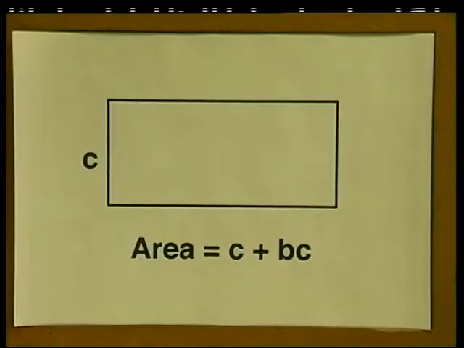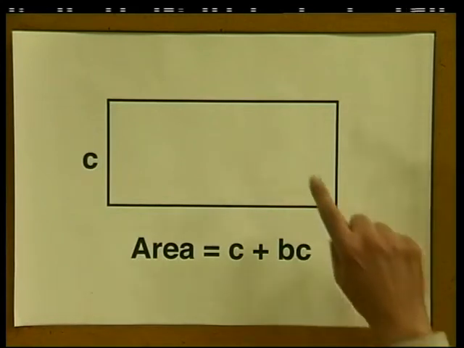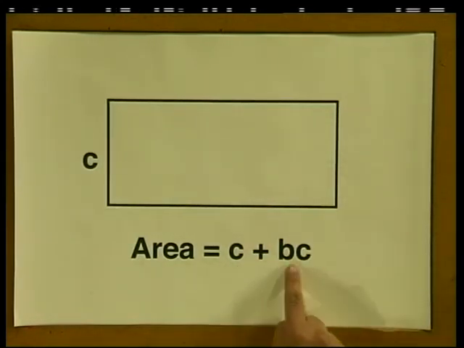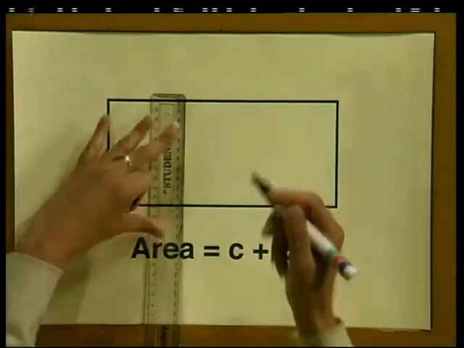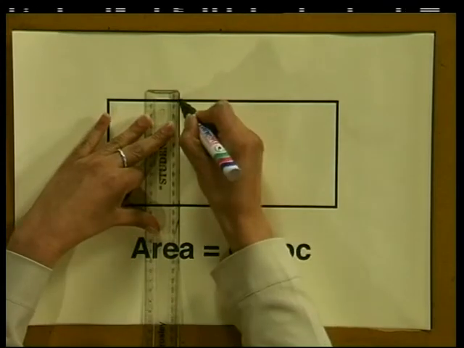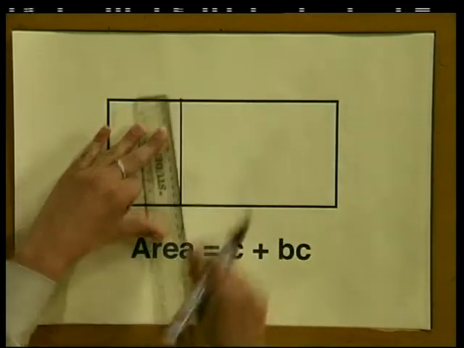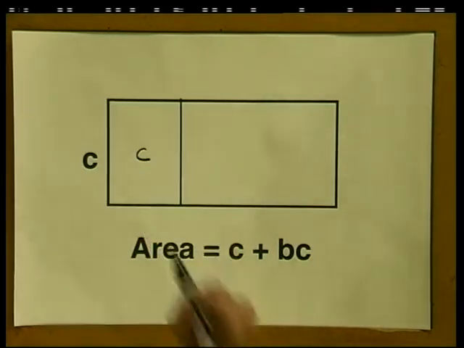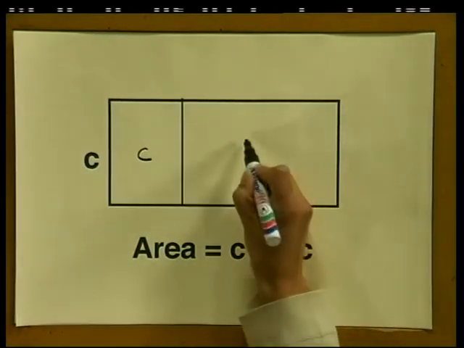Once again, we can use the formula for area as a tool to help us. Let's look at the diagram and see what we have. We know that the area of this rectangle is divided into two parts, C and BC, which means we have two rectangles. So let's fill them in. The area of our first rectangle is C, and the area of this rectangle is BC.